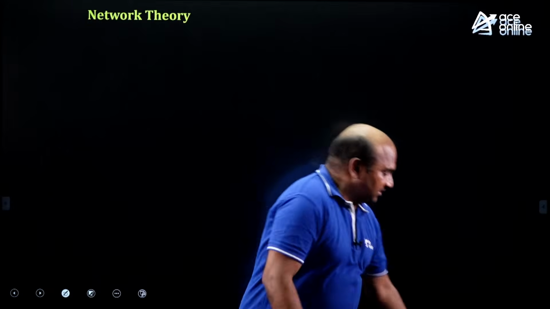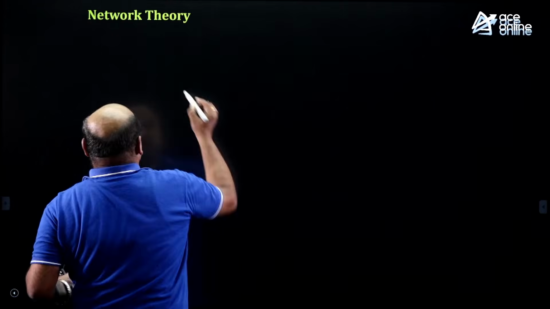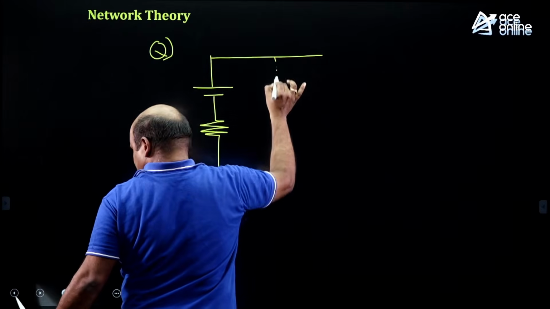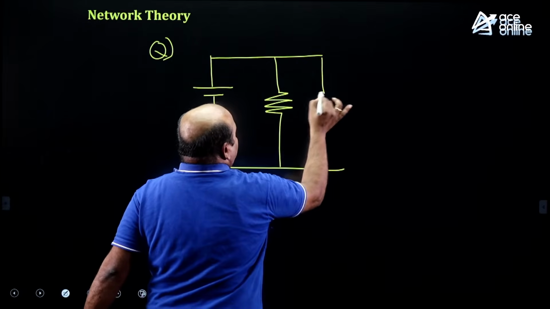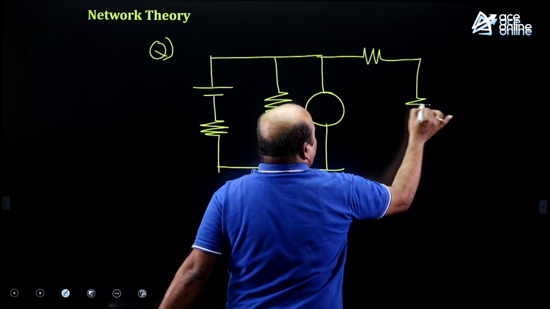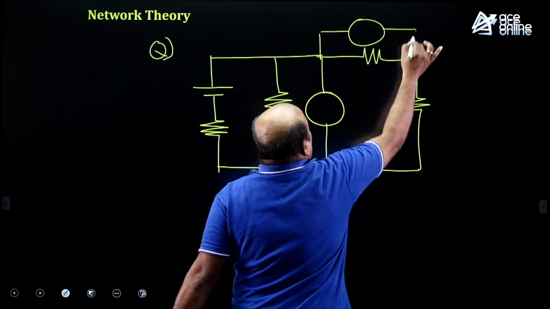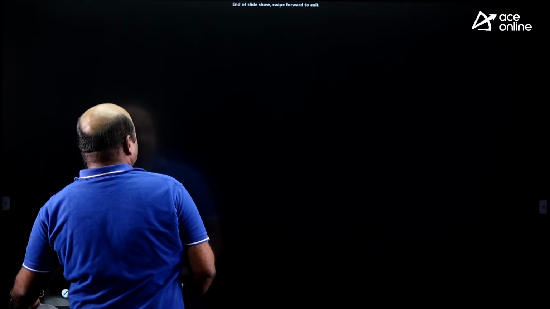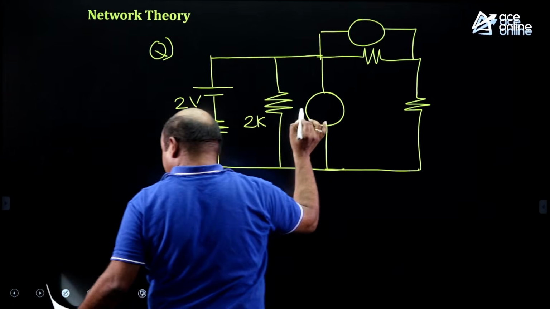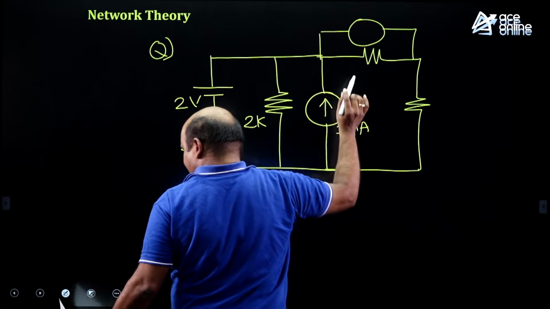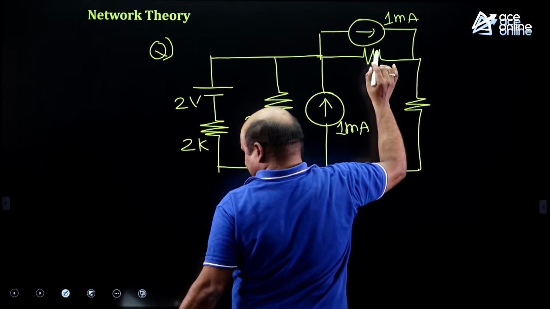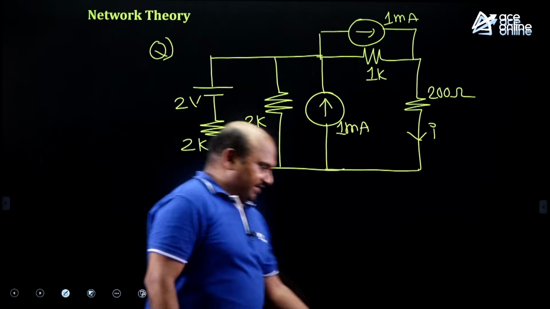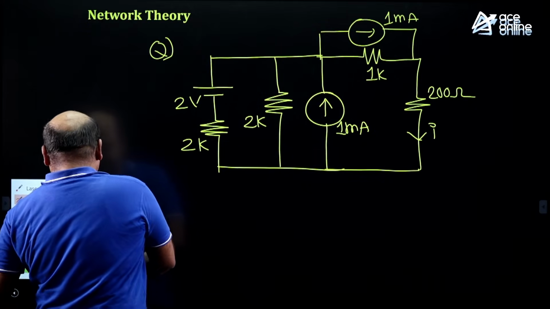Let me consider the two more questions. One more question is given, which is a very simple question based on source transformation. Two volts, 2 kilo, this is 2K, 1 milliampere, 1 milliampere, 1K. This was given 200 ohms. This is our required value here. How do we need to take it, guys? See this, only by using source transformation can I get the direct values.